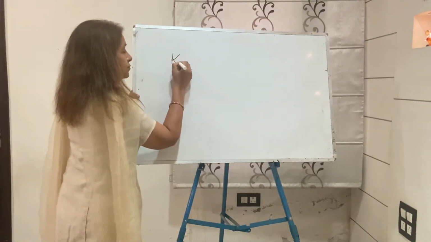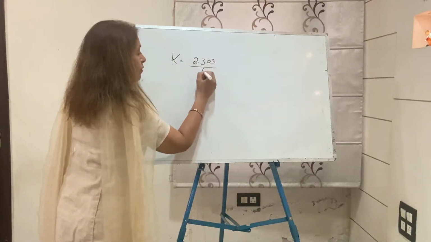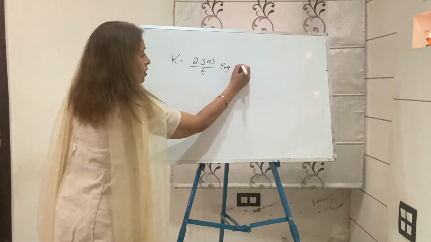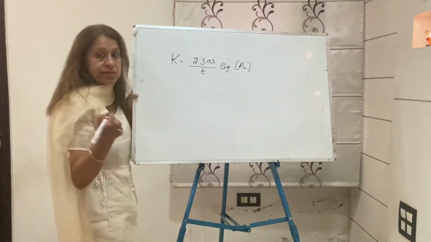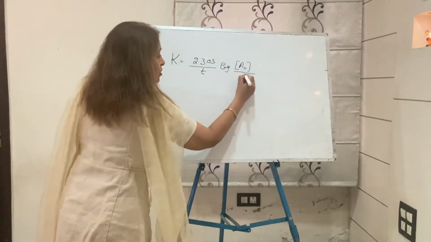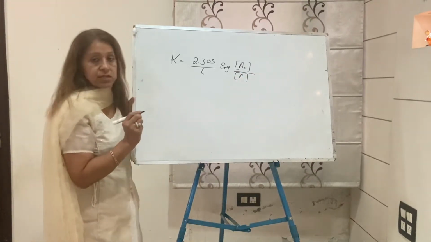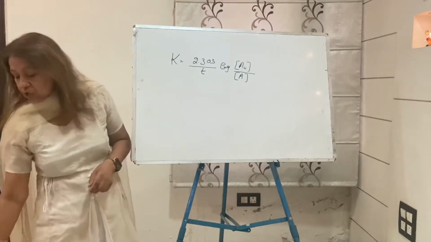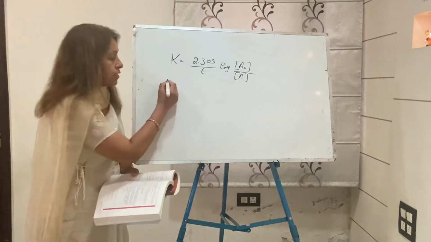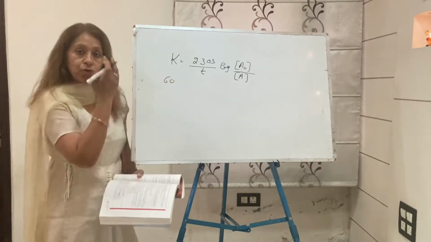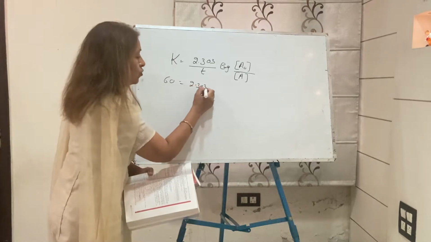Let us start the numerical. K is equal to 2.303 by t log, A naught by A. A naught is the initial concentration when the time was 0, and A is the concentration after some time. Now your K is given, and you have to calculate the time. That means K of numerical 16 is 60 per second, which is equal to 2.303 by time.